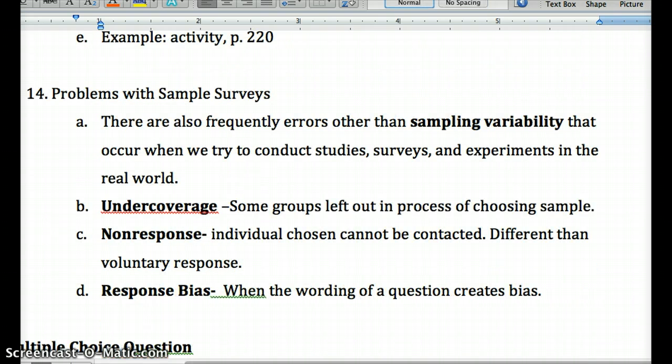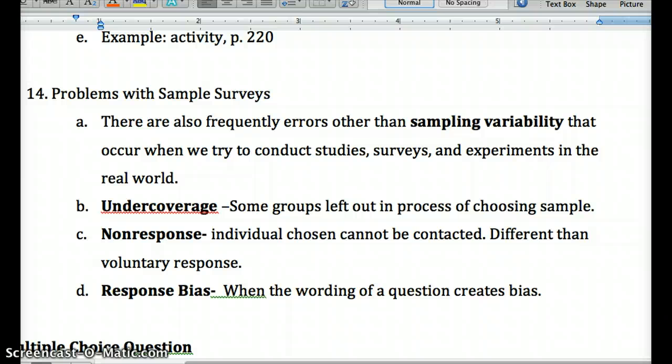So sample survey problems: other than sampling variability, when we try to conduct studies, surveys, and experiments, we get errors that occur, like undercoverage. Some groups are left out of the process of choosing the sample. Non-response. Individuals chosen cannot be contacted. That's different than voluntary response. So if you choose somebody, you just can't get in touch with them. And then response bias, when the wording of a question creates bias.